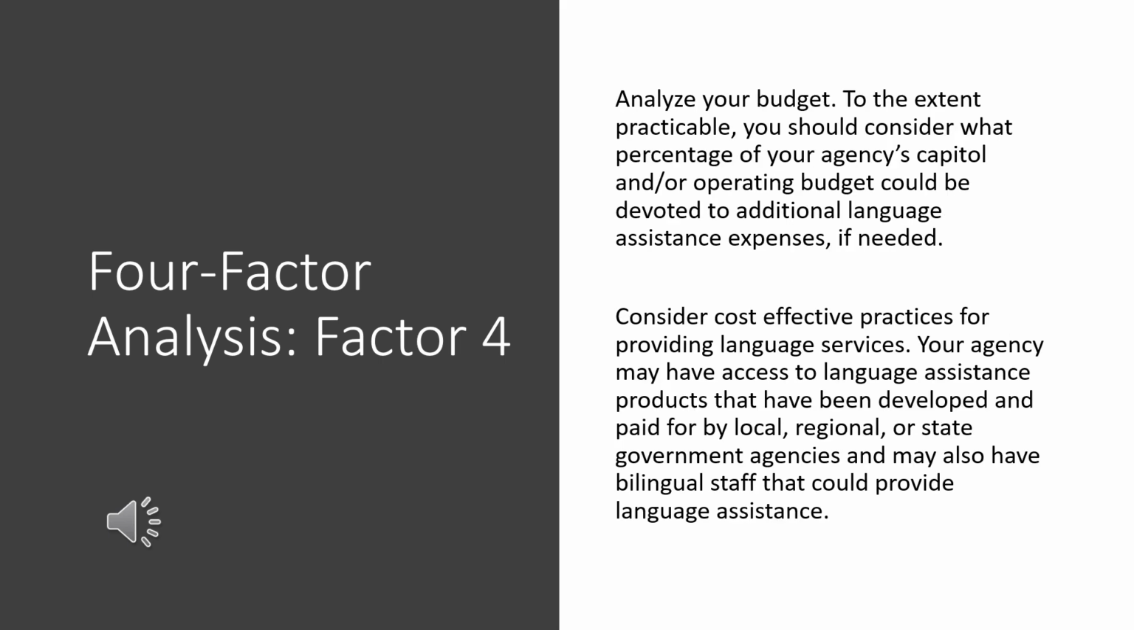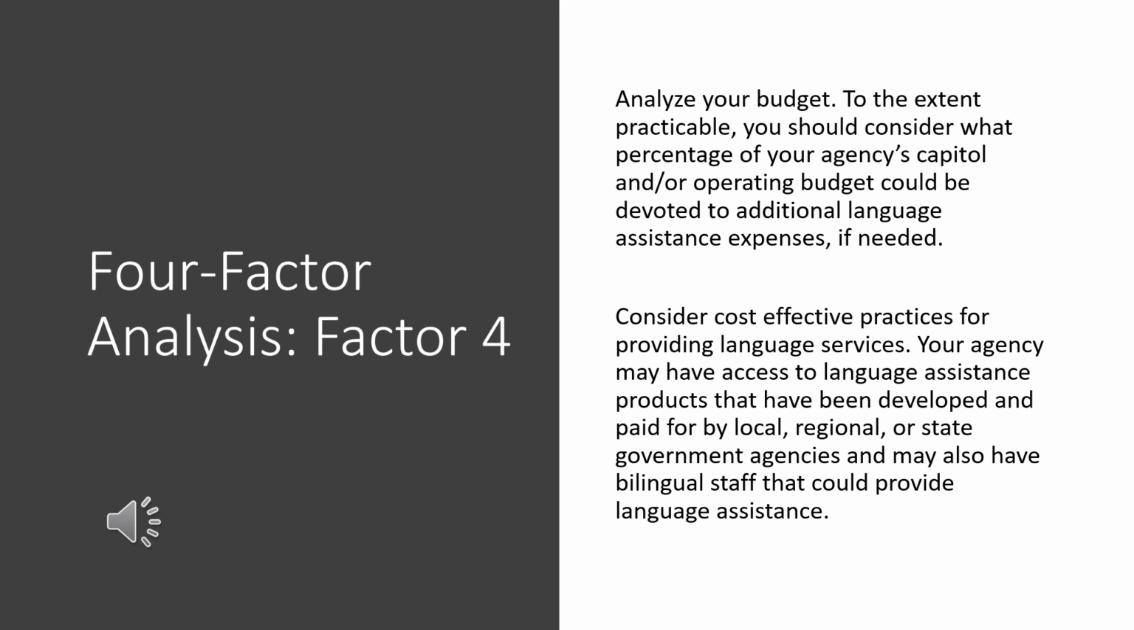And then an agency should analyze their budget. To the extent practicable, an agency should consider what percentage of the agency's capital or operating budget could be devoted to additional language assistance expenses if they're needed. An agency should consider cost-effective practices for providing language services. The agency may have access to language assistance products that have been developed and paid for by local or regional or state government agencies. An agency might also have bilingual staff that could provide language assistance.